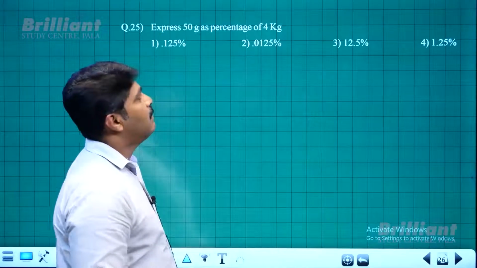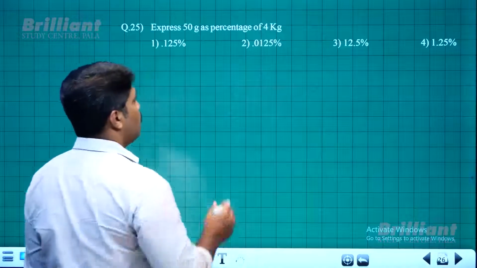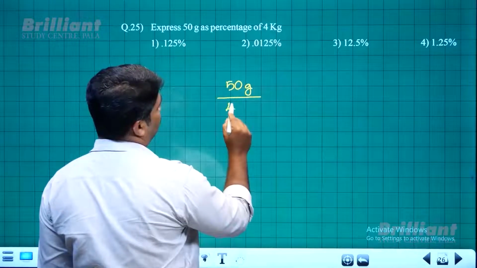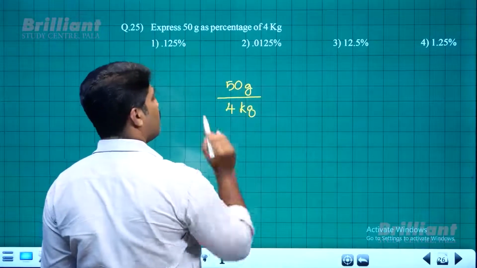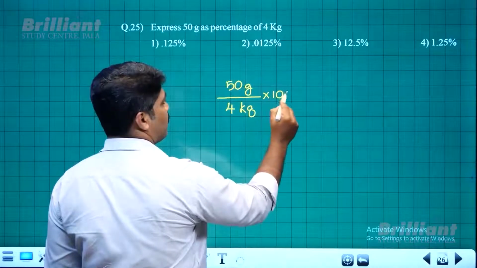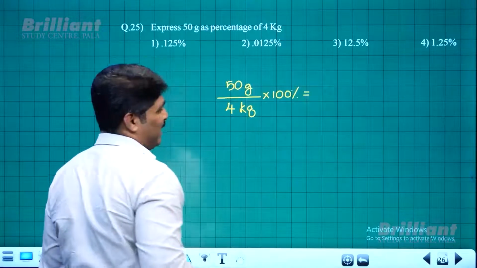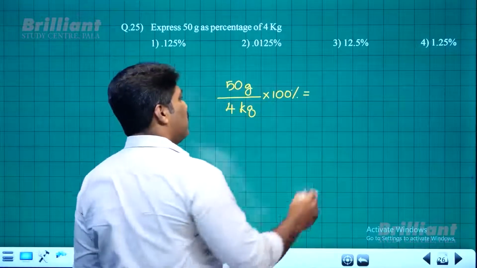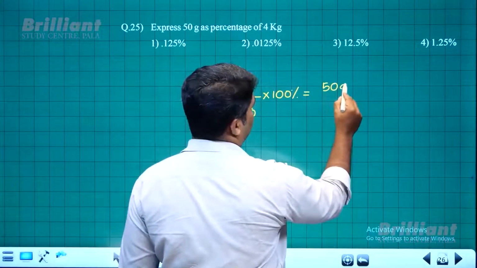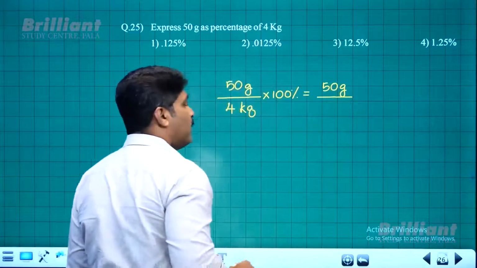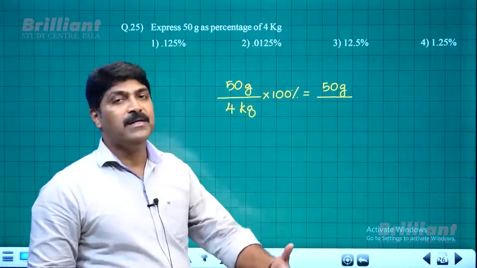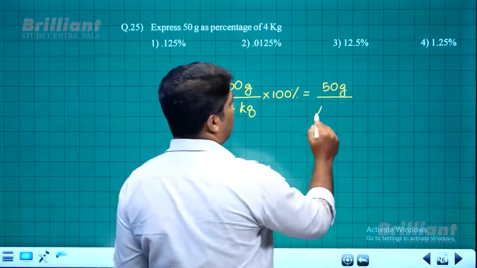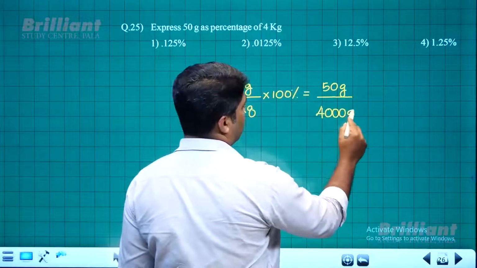Express 50 gram as a percentage of 4 kilogram. So 50 gram, express it as a percentage of 4 kilogram, into 100%. This is the way of expression. But a very important point, here we have to equate the units. So we know 50 gram and 4 kilogram. How can we convert 4 kilogram into grams? As we know, 1 kilogram equals 1000 grams. Therefore, 4 kilogram is equal to 4000 grams.